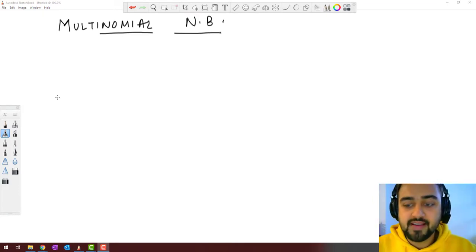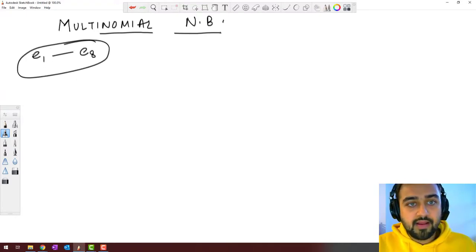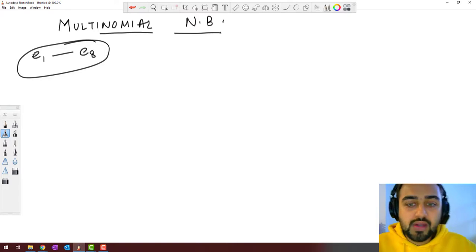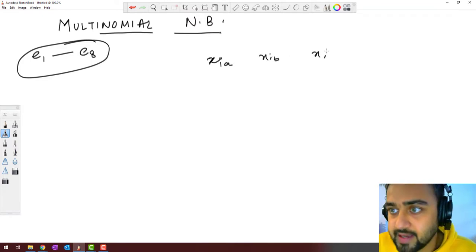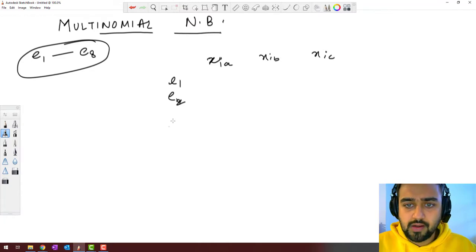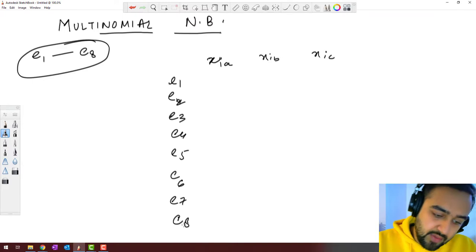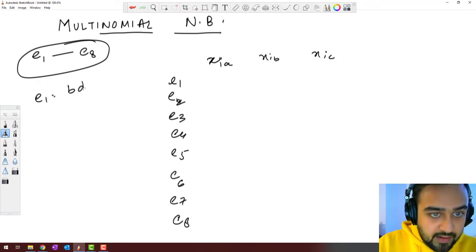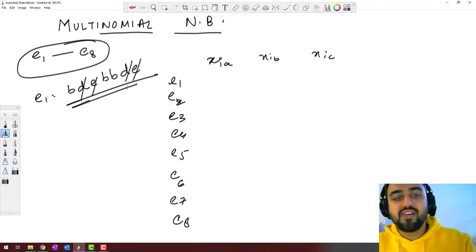In multinomial naive Bayes, we take the same example with the 8 emails, E1 to E8. Now, instead of encoding these emails as bit vectors for each word, we encode these emails as count vectors. So let's say we had X_iA, X_iB, and X_iC, and we have 8 emails: 1, 2, 3, 4, 5, 6, 7, and 8. Now let's take our first email, E1, which was given as BBDE. B and E were stop words, so we removed them.